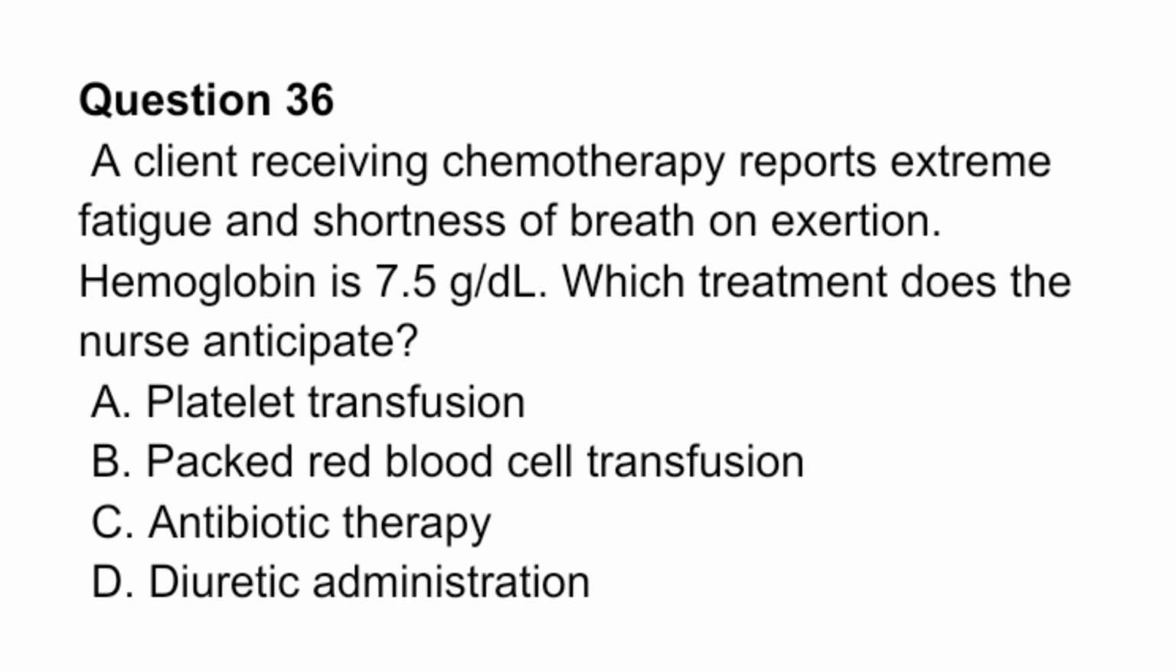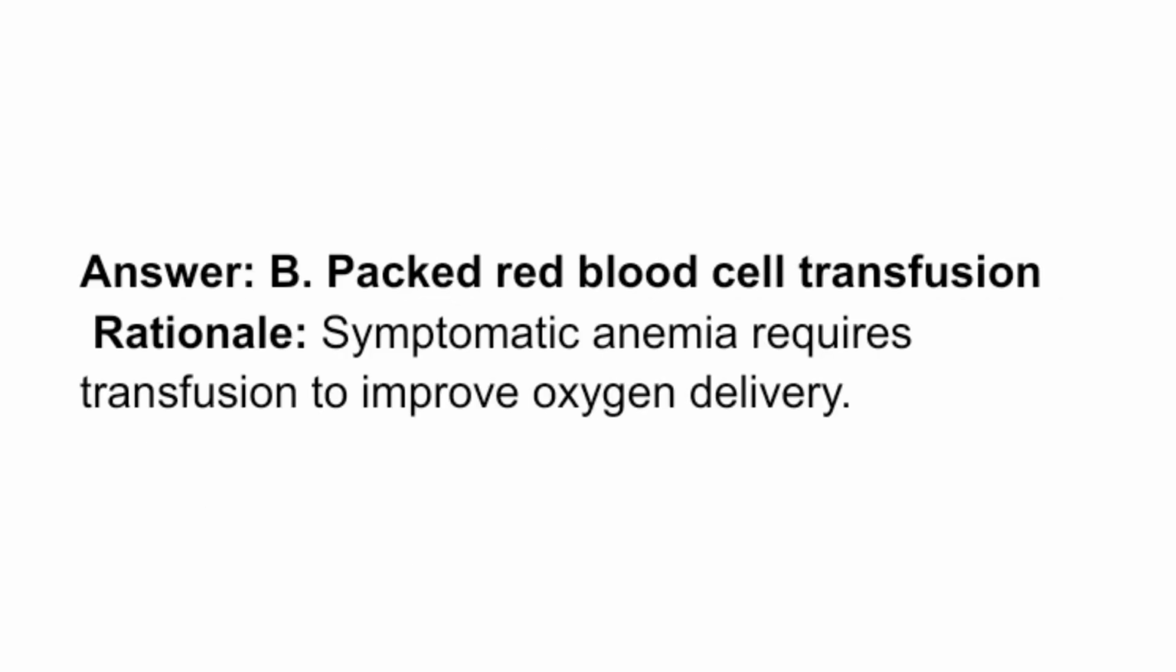Question 36. A client receiving chemotherapy reports extreme fatigue and shortness of breath on exertion. Hemoglobin is 7.5 grams per deciliter. Which treatment does the nurse anticipate? A. Platelet transfusion. B. Packed red blood cell transfusion. C. Antibiotic therapy. D. Diuretic administration. Answer. B. Packed red blood cell transfusion. Rationale. Symptomatic anemia requires transfusion to improve oxygen delivery.